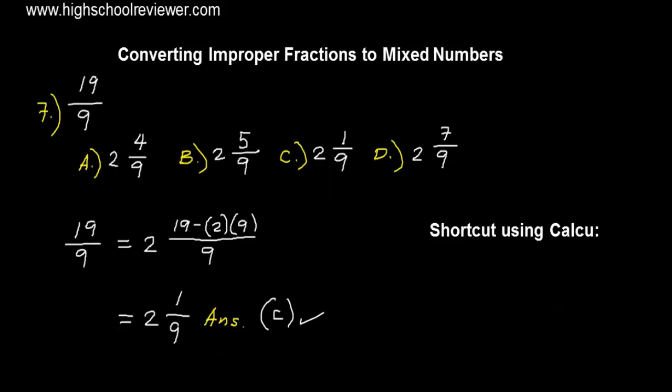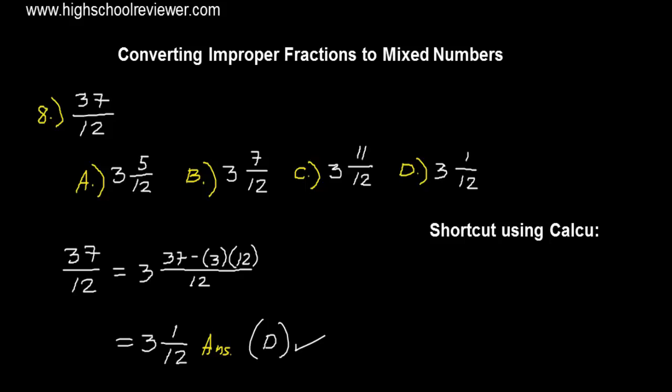And then for number 7, 19 over 9, our final answer is 2 and 1 over 9, which is letter C. For the shortcut, you just type the numerator, which is 19, the fraction key, which is A B over C, and then the denominator, which is 9, and the equal sign.